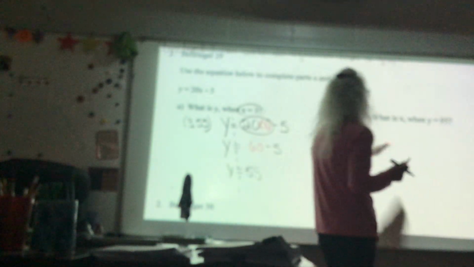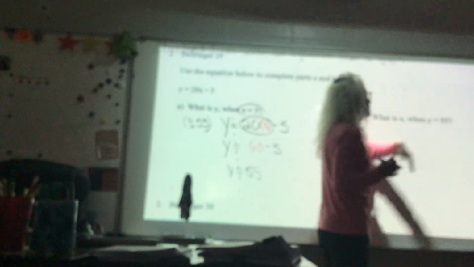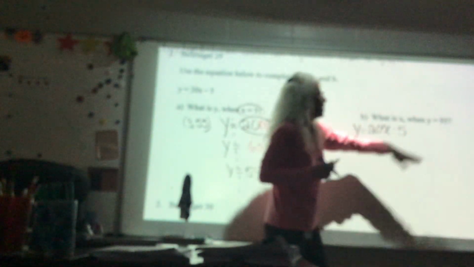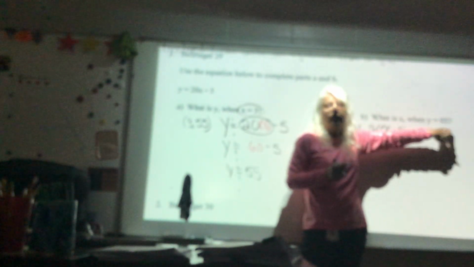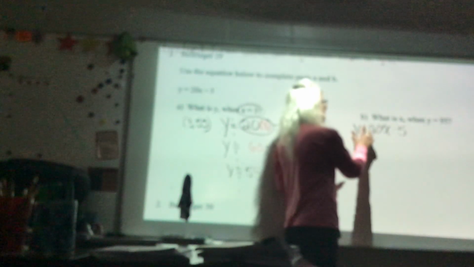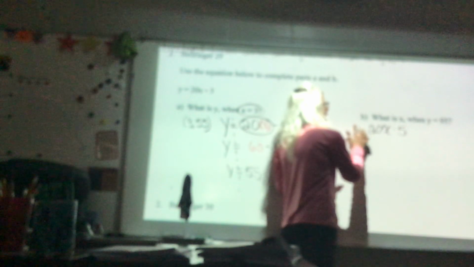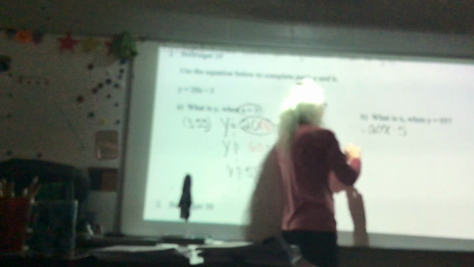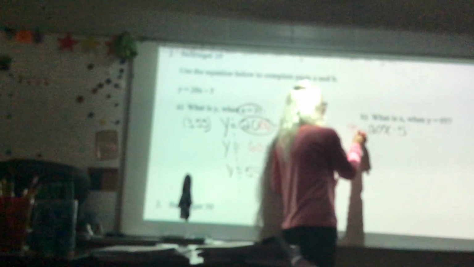On part B, it says, what is x when y equals 95? So here again, I'm going to write the equation down. y equals 20x minus 5. Now, the 95, is that the x or the y? Y. The y. So this time, I'm going to erase the y. And what am I going to put in its place? 95. Then find the equal sign, dot it, and put your pencils down.